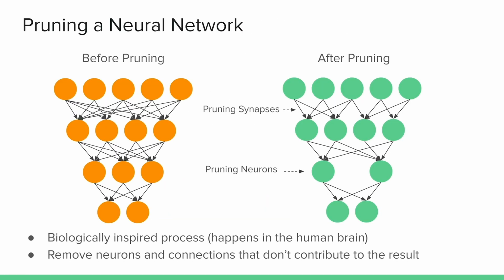Pruning a network can be done in one of two ways. We can either prune synapses, where we remove the connections between neurons, or we can remove the neurons themselves. What is being described here is also inspired by biology. Our brain does exactly the same. Over time, it removes connections that were established and also rebuilds some neurons that form new connections. So in our artificial neural networks, we remove all the neurons and connections that do not contribute to the result.